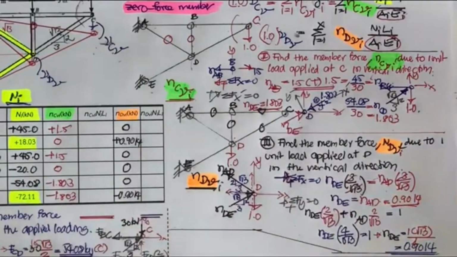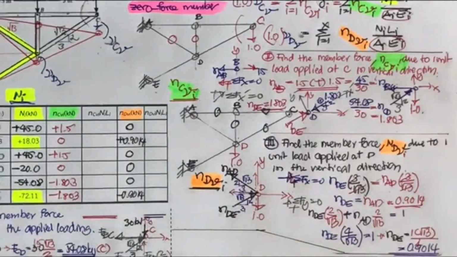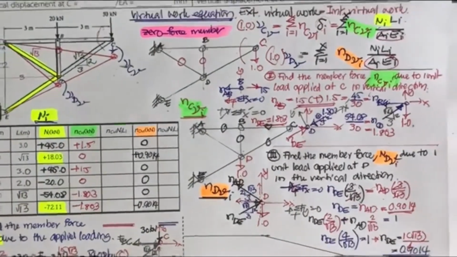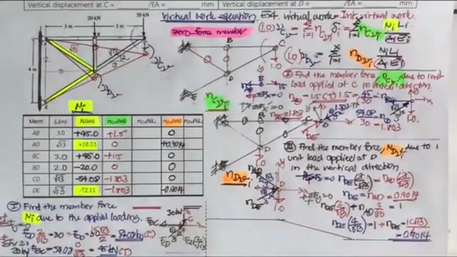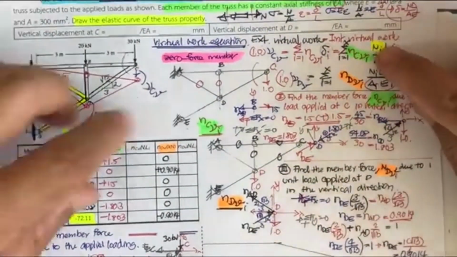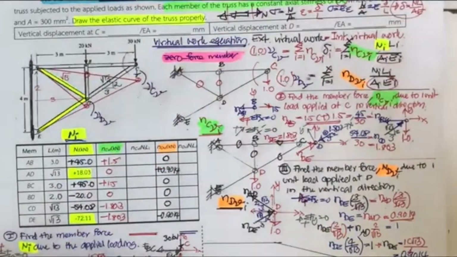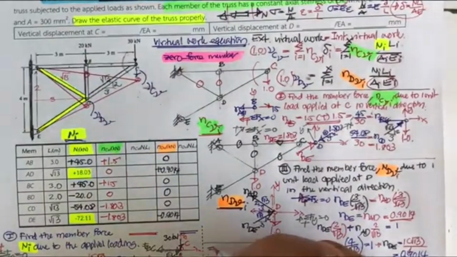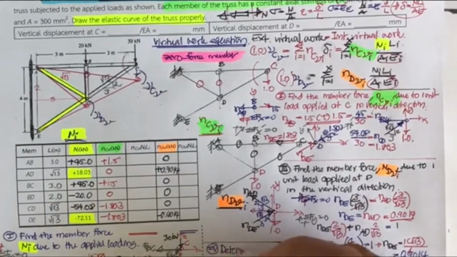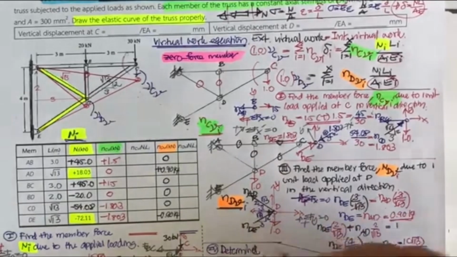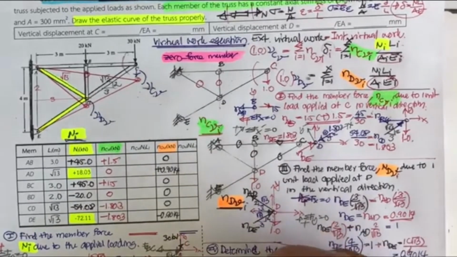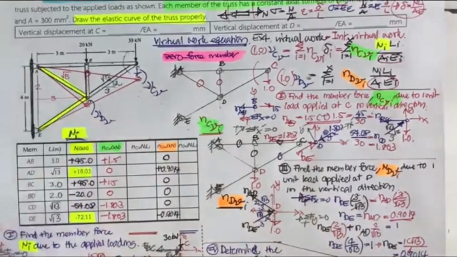calculation for the normal force from 3 cases, and now we may use the information that we have to compute for the deflection. Okay, and then the next step is going to be step number 4. We determine the V sub C vertical and V sub D vertical.